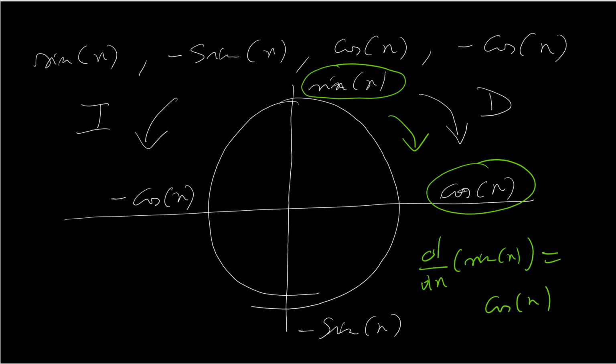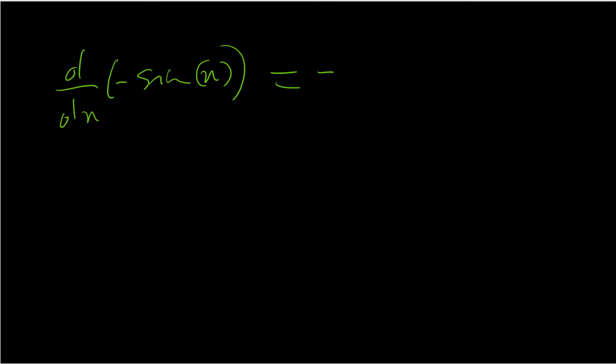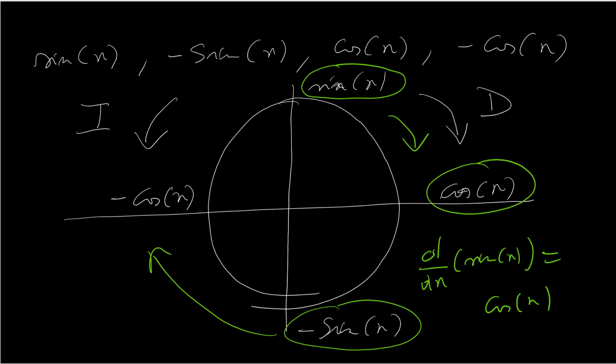Now using the same idea, if you want to get the derivative with respect to x of negative sine x, what do you get? Because you're going clockwise, it's going to be negative cosine x, right? So this is negative cosine x. Now you see how we can get this derivative. For the negative cosine x, it's going to be sine x.